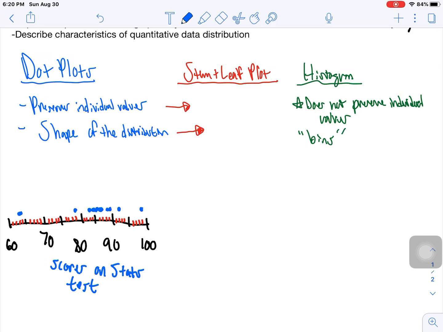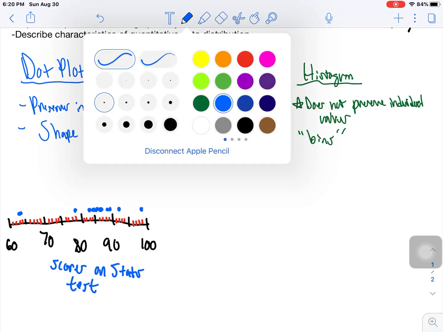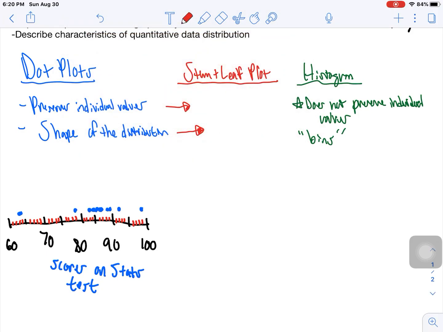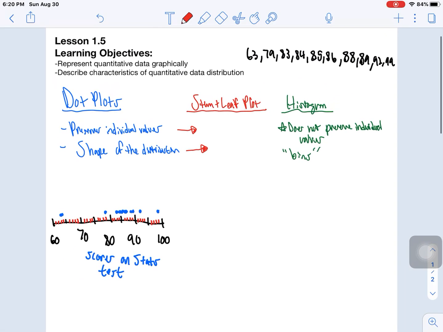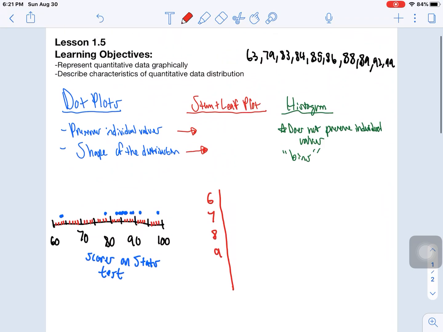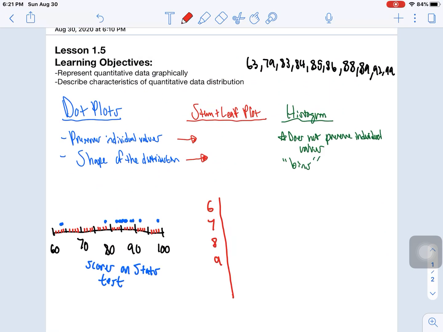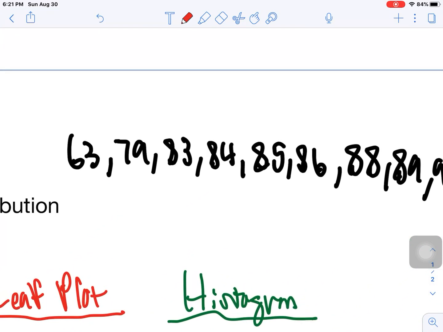All right, so stem and leaf plot. A stem and leaf plot will look something like this, where this left side is the stem and the right side will be the leaf. Now, when I say stem and leaf, really looking at each of these individual values, you're essentially breaking this up into 2 pieces, where one side is the stem and the other side is the leaf.